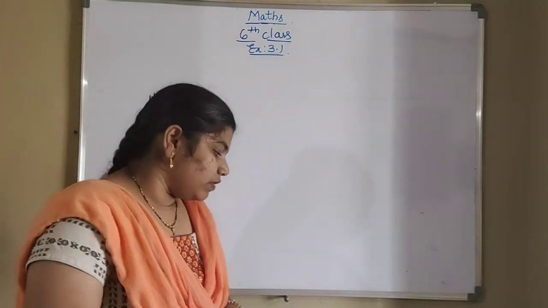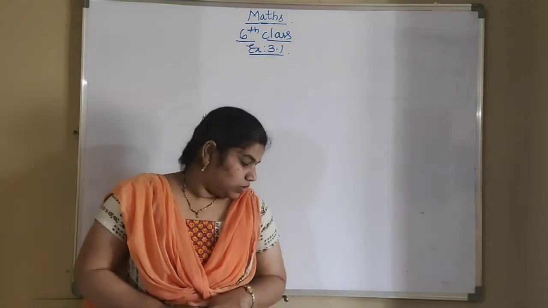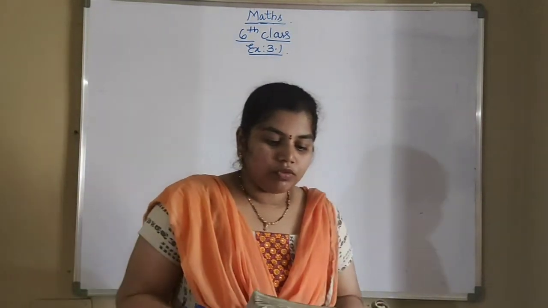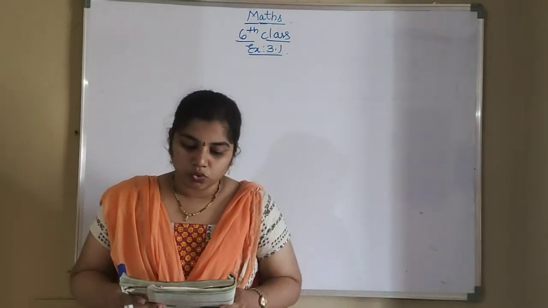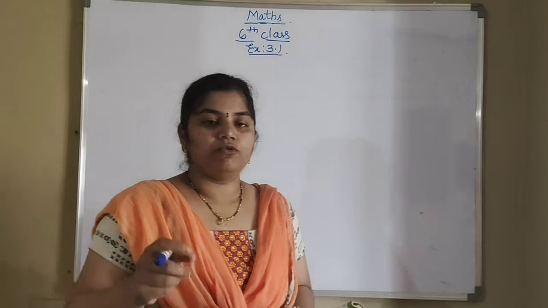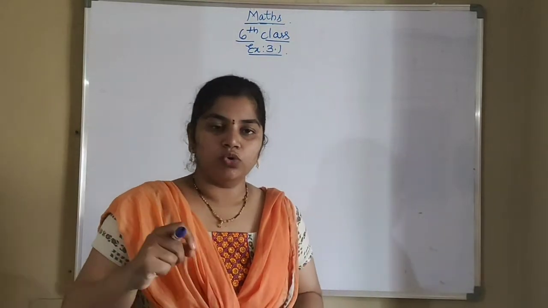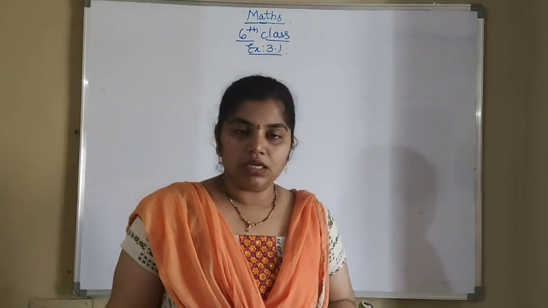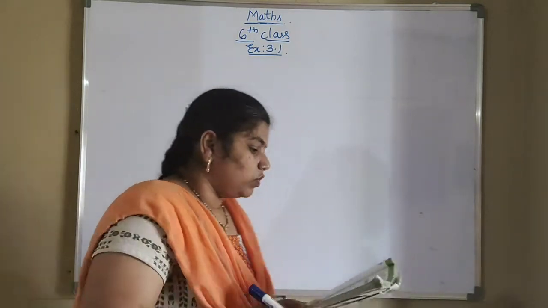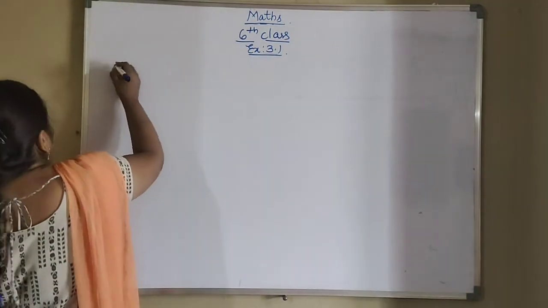So we are starting our exercise 3.1 now. What is exercise 3.1? In this first bit I am starting. Which of the following numbers are divisible by 2, by 3 and by 6? They have given some questions. We have to check which numbers are divisible by 2, which numbers are divisible by 3 and also which numbers are divisible by 6.